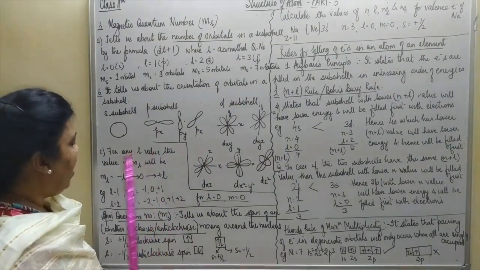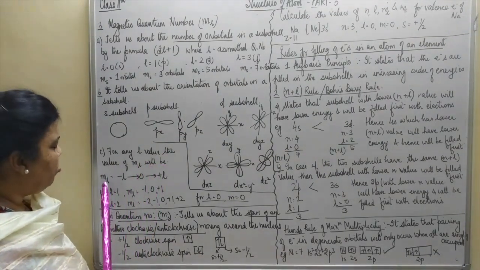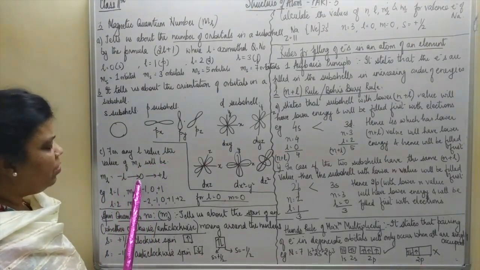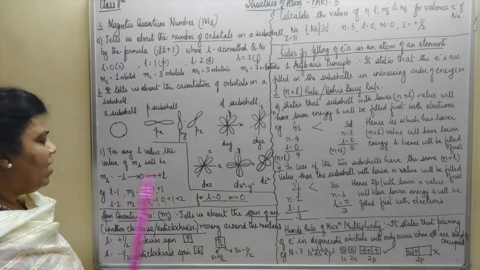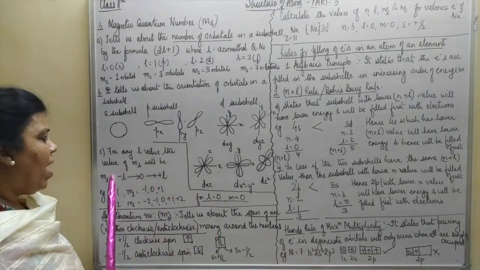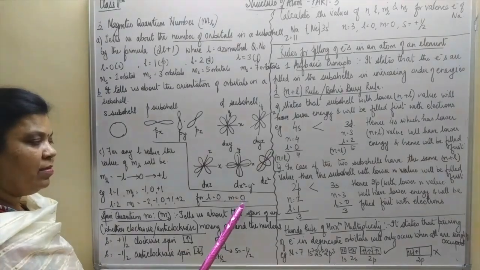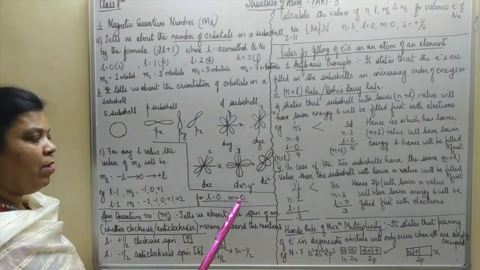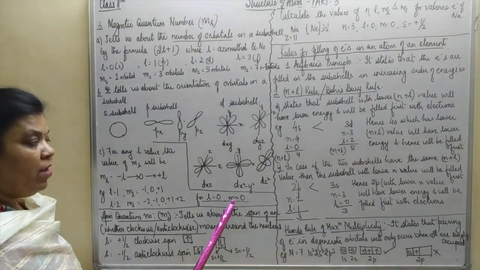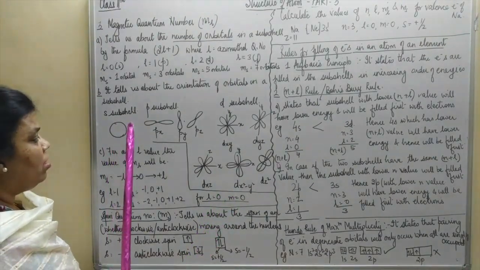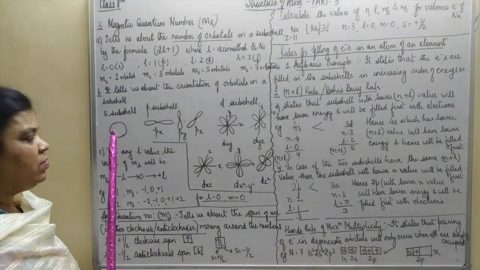For any L value, the value of the magnetic quantum number will range from minus L through 0 to plus L. What does this mean? For example, if L is 0, then minus 0 and plus 0 don't have any meaning, so the m value will always be 0. For L equals 0, m will be 0. This shows that for the S subshell, we have only one type of orientation possible, since the shape of this subshell is spherical or circular.